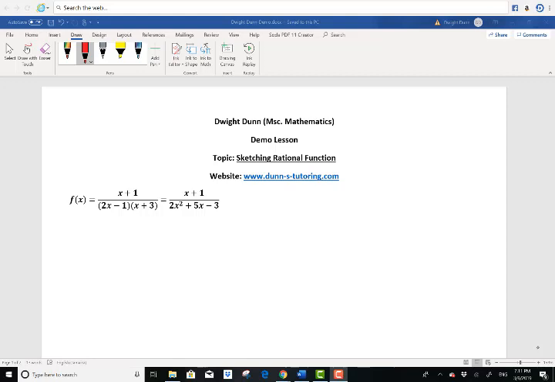Now, this is one of the topics that shows up in pre-calculus that most students tend to struggle with. So as a result, today we're going to go through the process of sketching one of these functions. And this one is so much of a beast, it's such a large problem, so it's going to take us a little bit of time to go through the process.